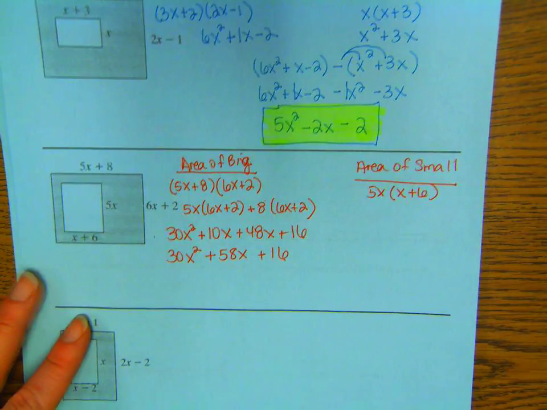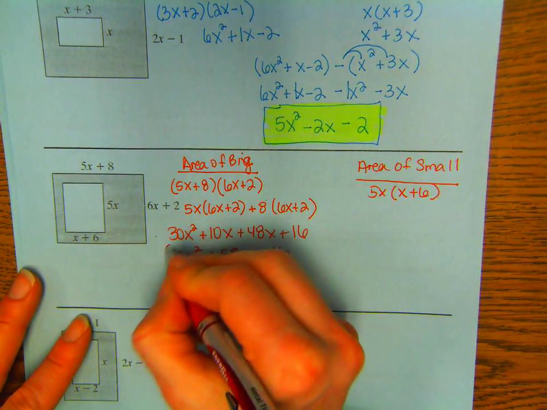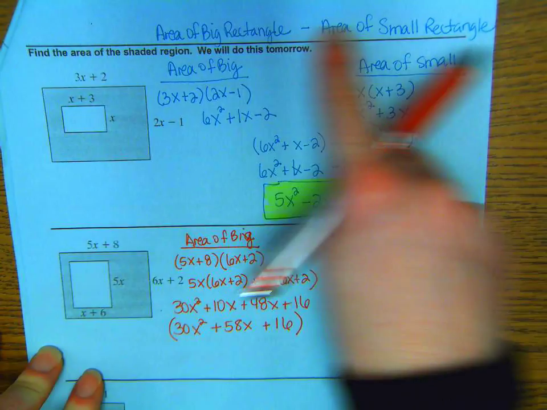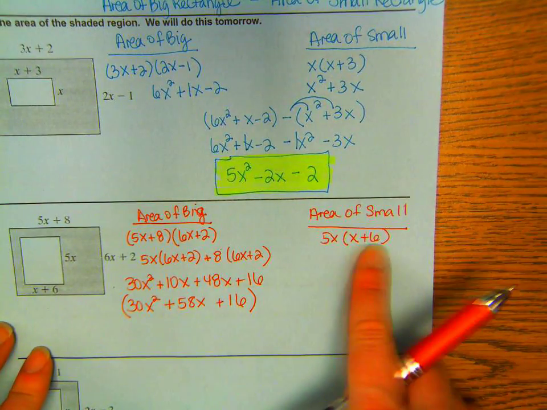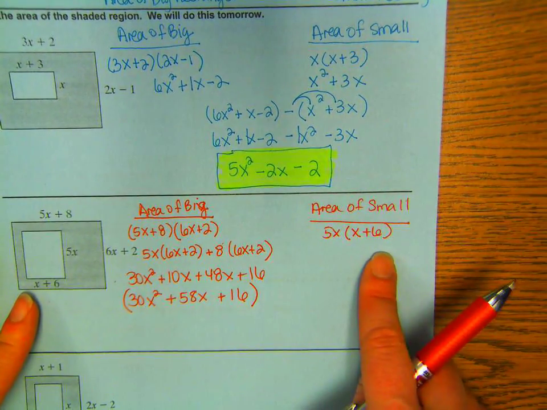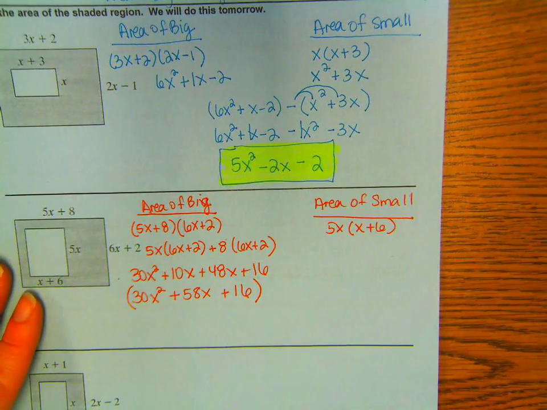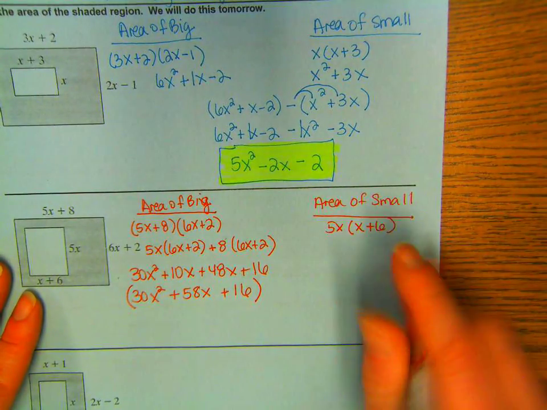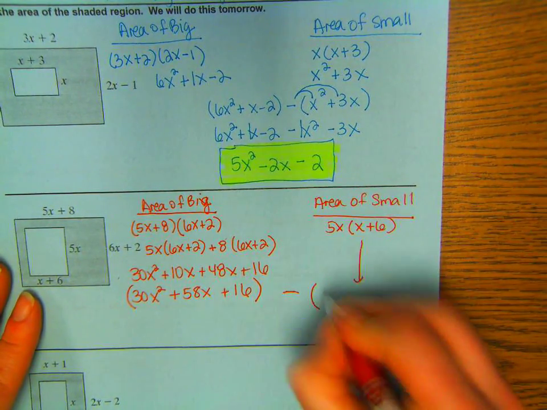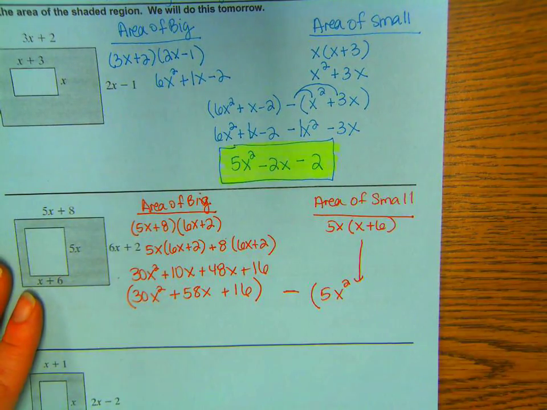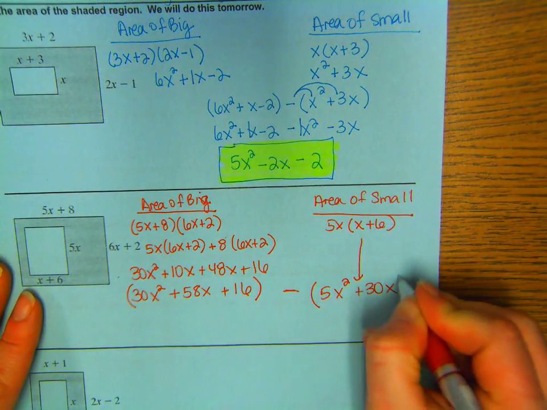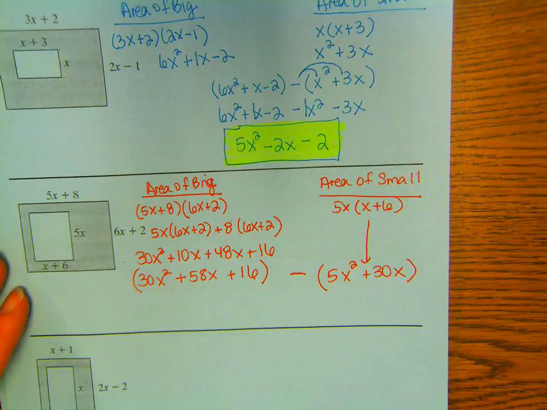So let's simplify. The area of the small does not take as long to do because it's just a monomial. What is 5x times x plus 6? Yep, and I'm going to just go ahead and write it right down here. So I'm going to be taking away, parentheses, 5x squared plus 30x. So I do that. Don't forget, we're going to do this, right? Now, do you think you can do that without writing the whole long row?